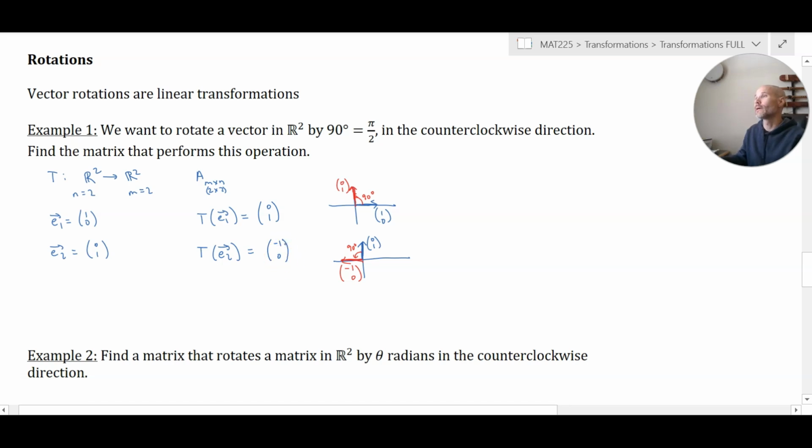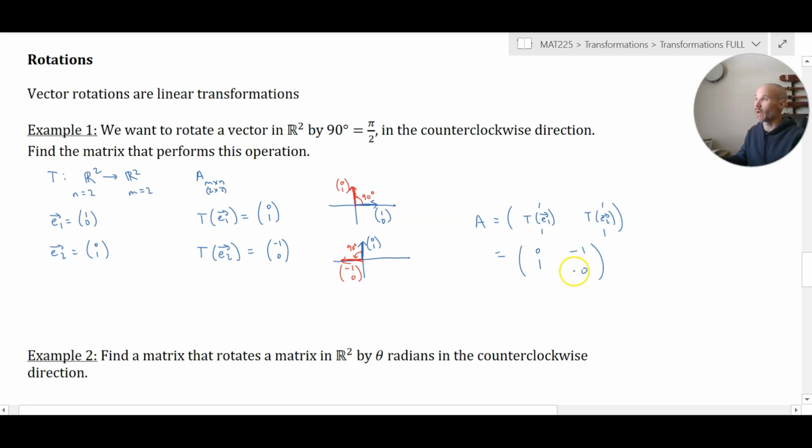And so the result of rotating the 0, 1 vector counterclockwise by 90 degrees is the vector negative 1, 0. Now the transformation theorem says that you can take the transformation of E1 as your first column and the transformation of E2 as your second column. So the transformation of E1 is 0, 1, and the transformation of E2 is negative 1, 0. And that is our A matrix.